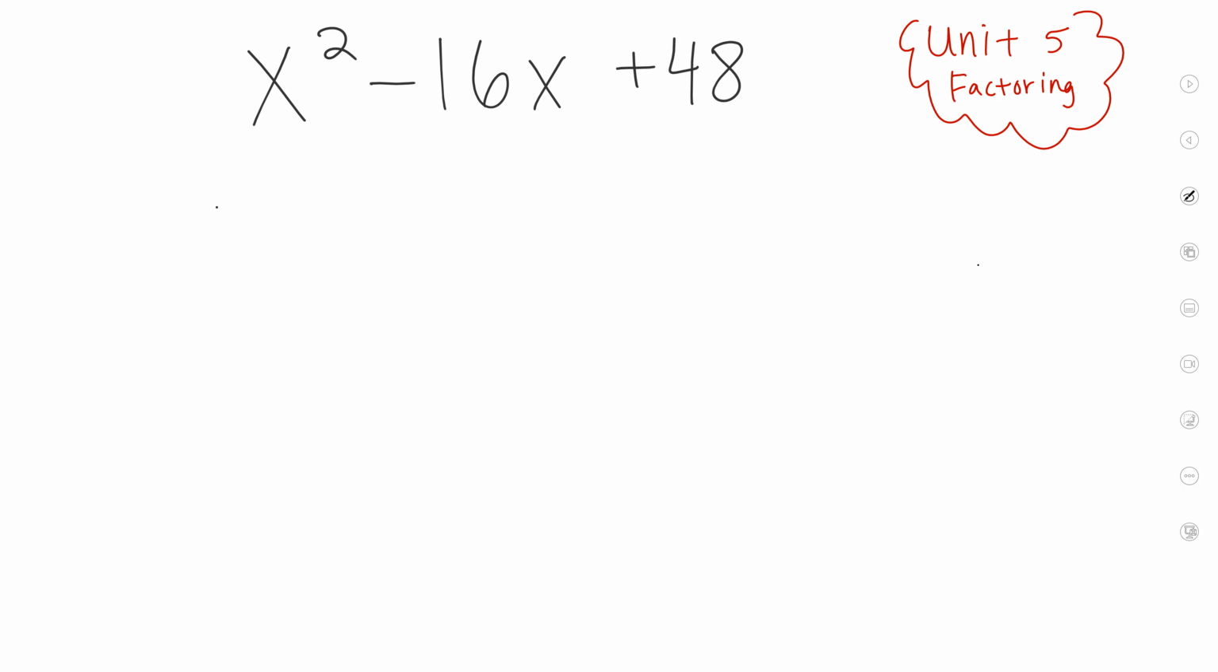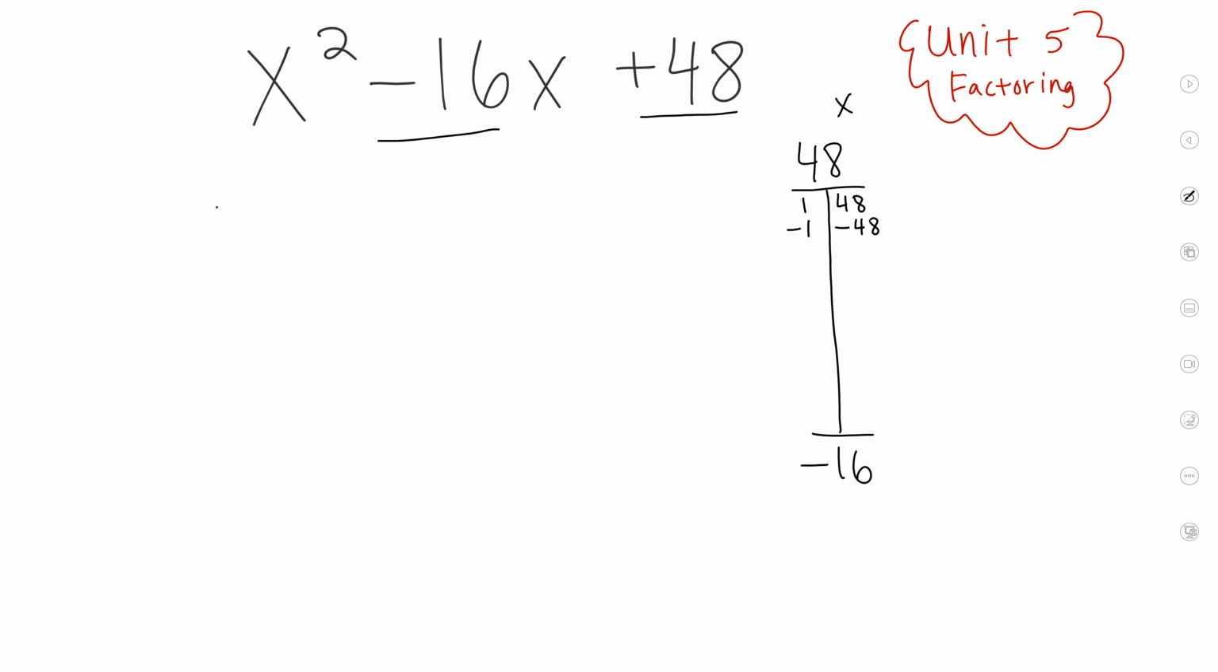Okay, this is the Unit 5 factoring review. I'm going to factor this quadratic. So I need two numbers that will multiply to 48, but combine to give me negative 16. We want it to multiply to give me 48. So 1 times 48 is 48, and negative 1 times negative 48 is 48.